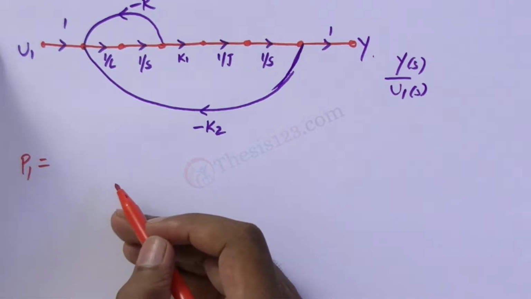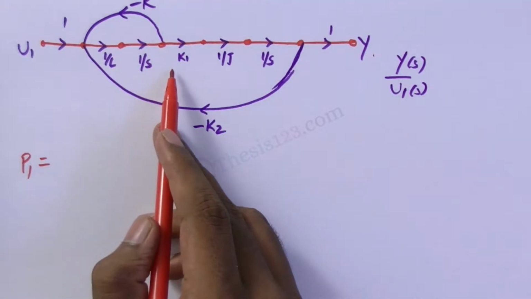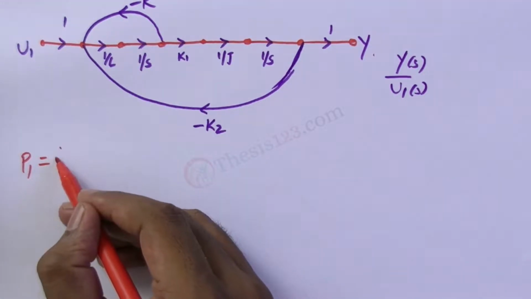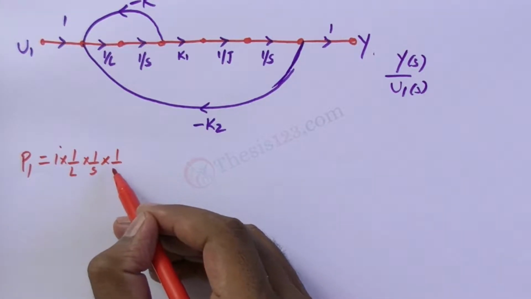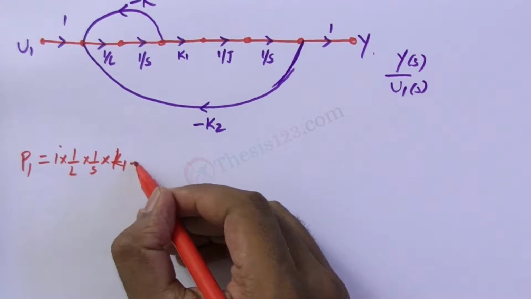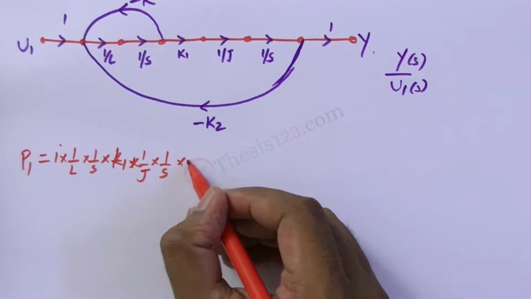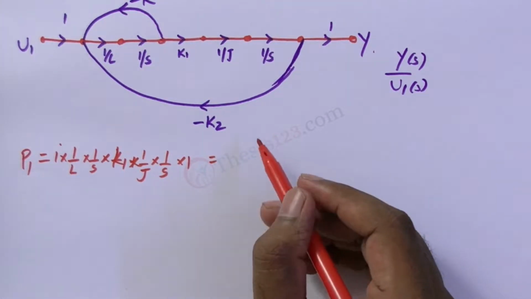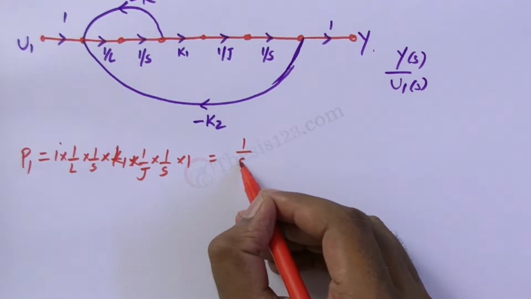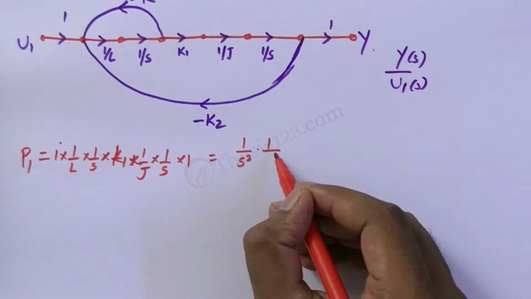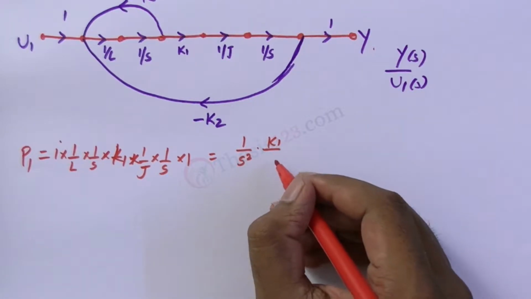The gain of the first forward path would be 1 into 1 by L into 1 by s into K1 into 1 by J into 1 by s into 1. So it is nothing but 1 by s square into K1 by LJ.